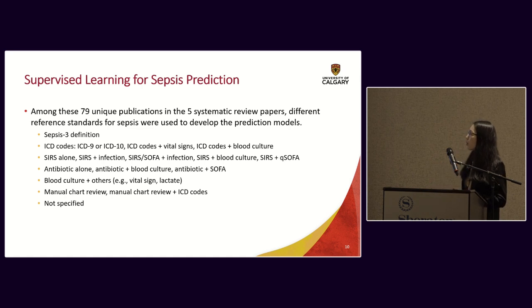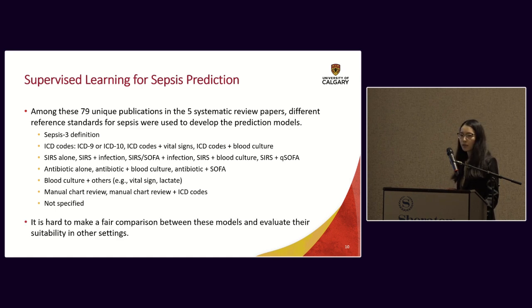However, across these papers, you can see there is a wide range of reference standards used for sepsis when developing these prediction models. Here, I just list the definitions found in the papers. You can see clearly there is a high variation in defining sepsis in these prediction models. In that case, how can we compare these models? It is very challenging to make a reasonable comparison between these methods, and evaluating their suitability in other settings is also challenging.